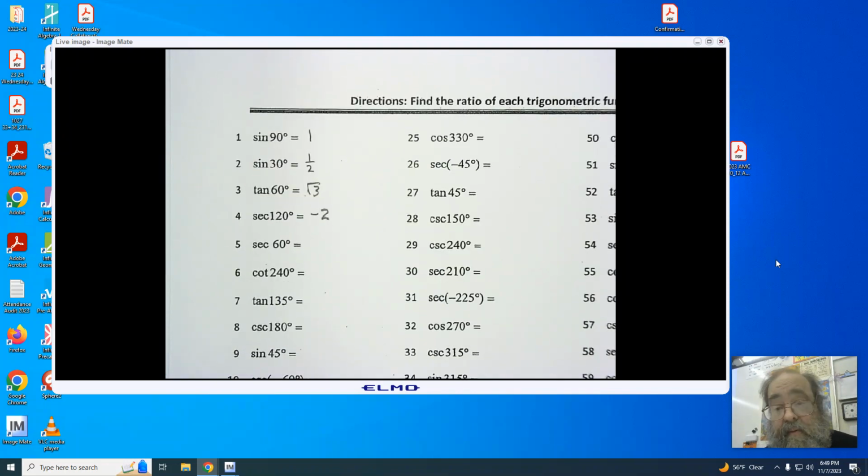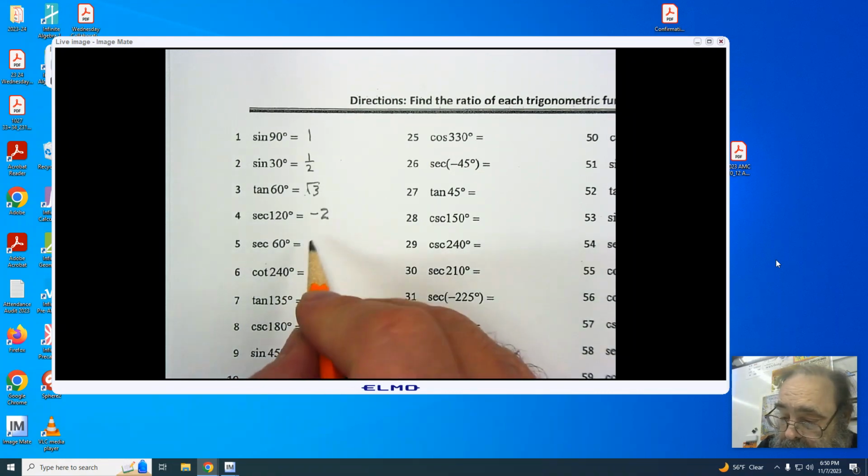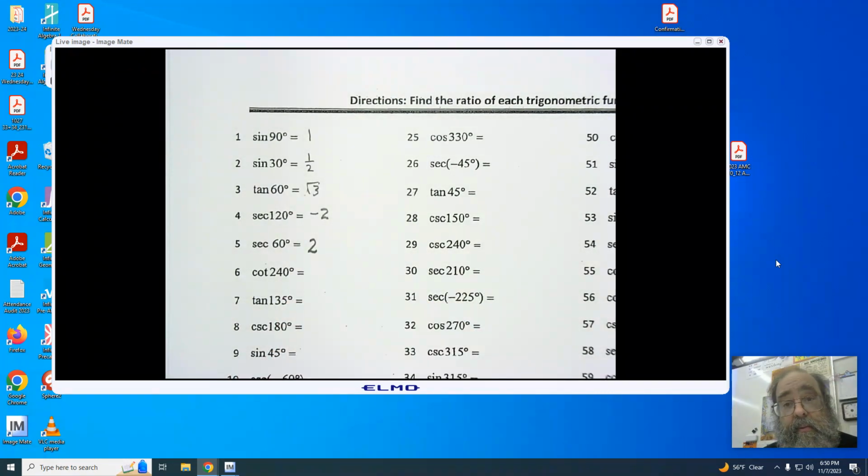Number 5, 60 degrees. 60 degrees is in the first quadrant. It is its own reference angle. Therefore, we're looking at first quadrant, positive for a cosine, the reciprocal of the cosine at 60 degrees. The cosine of 60 degrees is 1/2. The reciprocal is 2. The answer is 2.